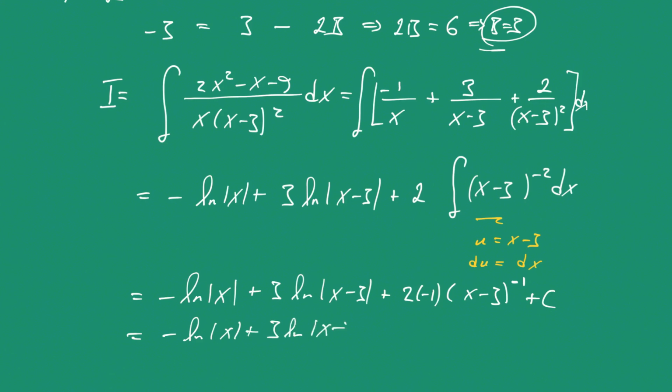But maybe I just want to rewrite this last term here as minus 2 over x minus 3, and this plus c, and now we're done.